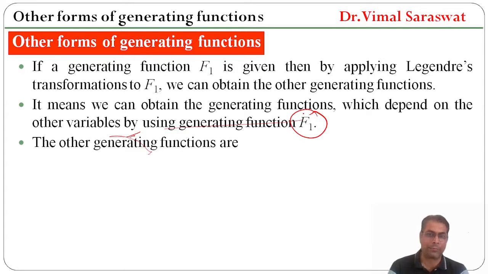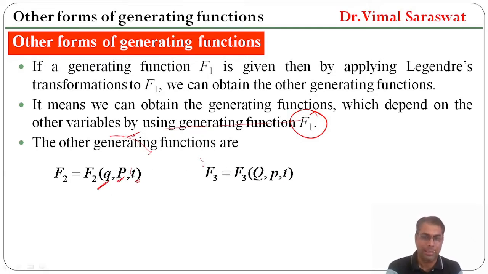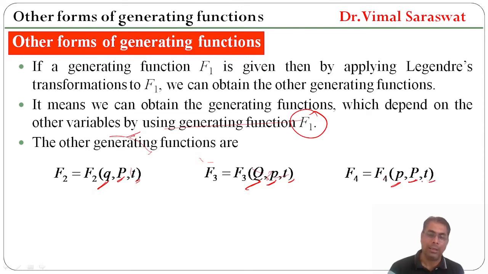The other generating functions are F2. And what is F2? F2 is a function of old coordinate, new momenta and time. F3 is a function of new coordinate, old momenta and time. And the generating function F4 is the function of old momentum, new momentum and time. So these three generating functions we will discuss in our current lecture.